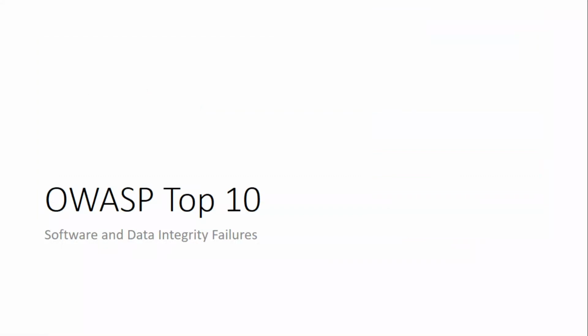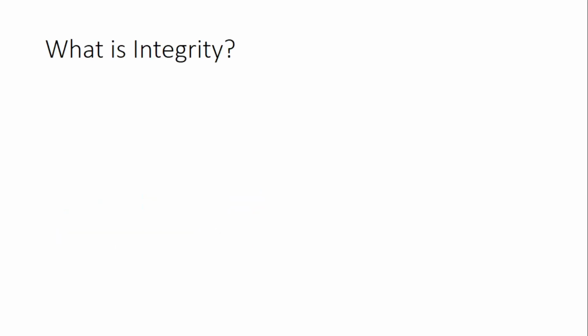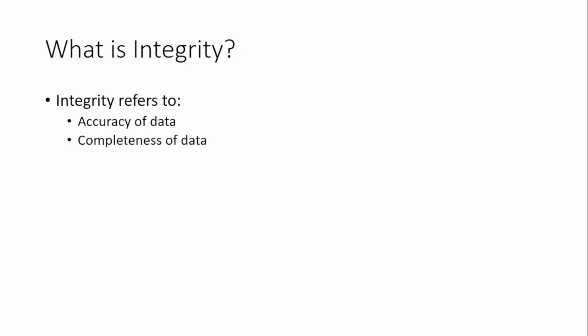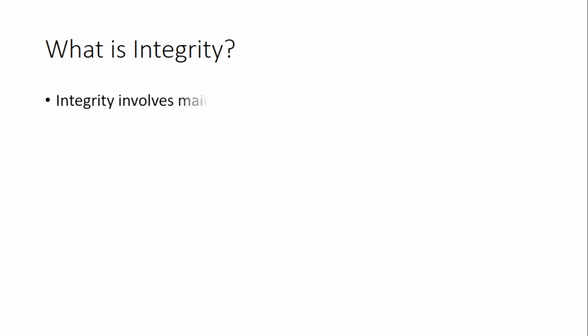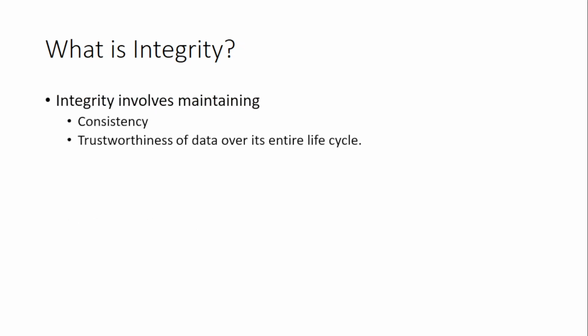So the next one on this list is software and data integrity failure. Firstly, what is integrity? Integrity refers to accuracy of data, completeness of data. In general, it is important, as we want to be sure that important data is free from unwanted or malicious modifications. And integrity involves maintaining consistency, trustworthiness of data over its entire life cycle.